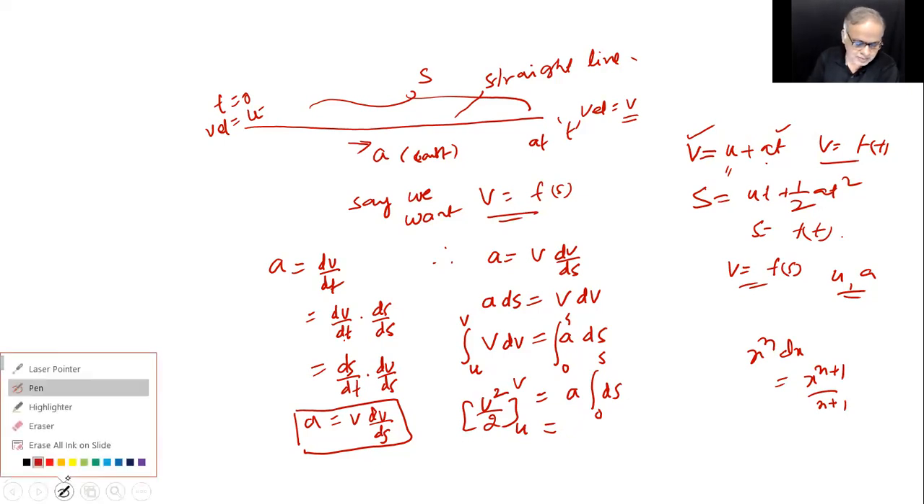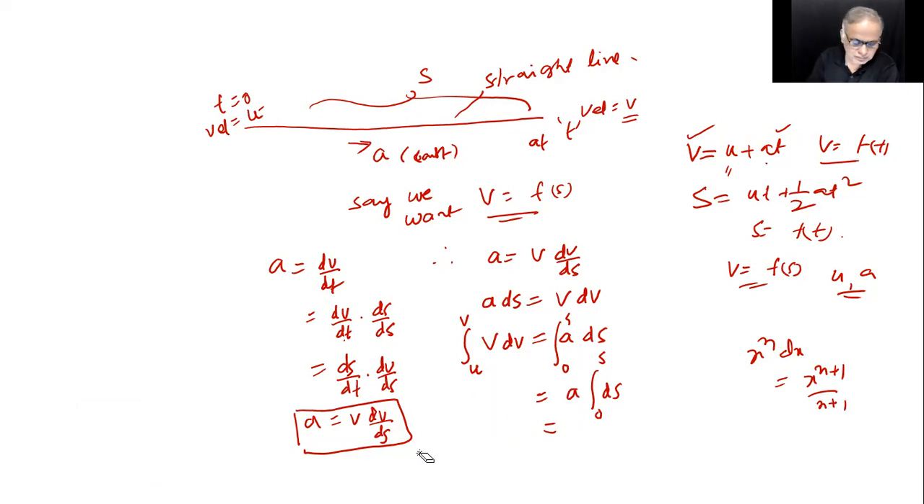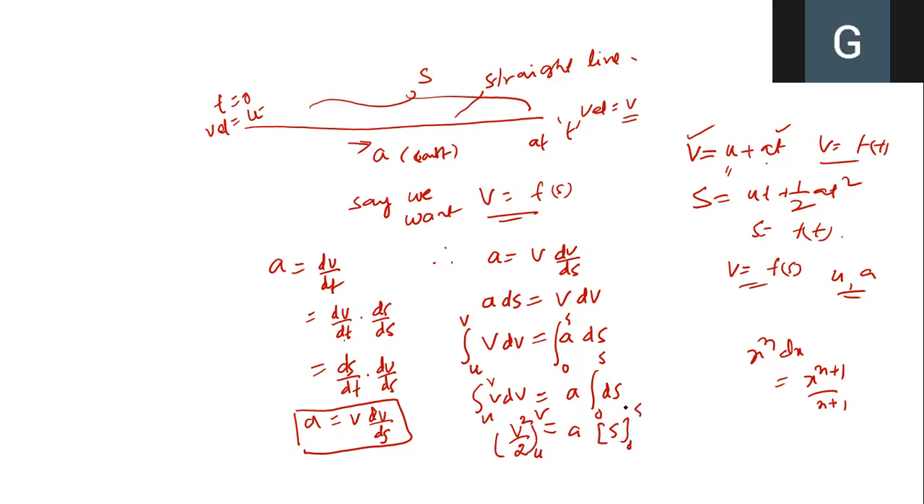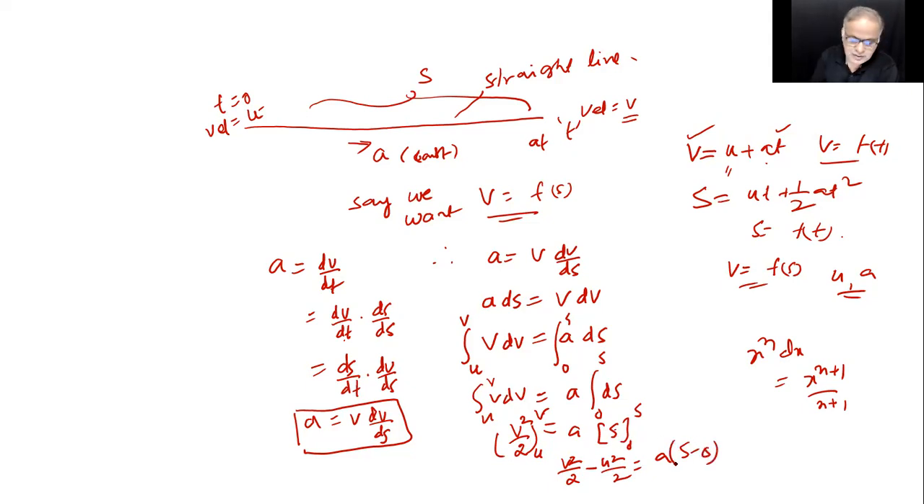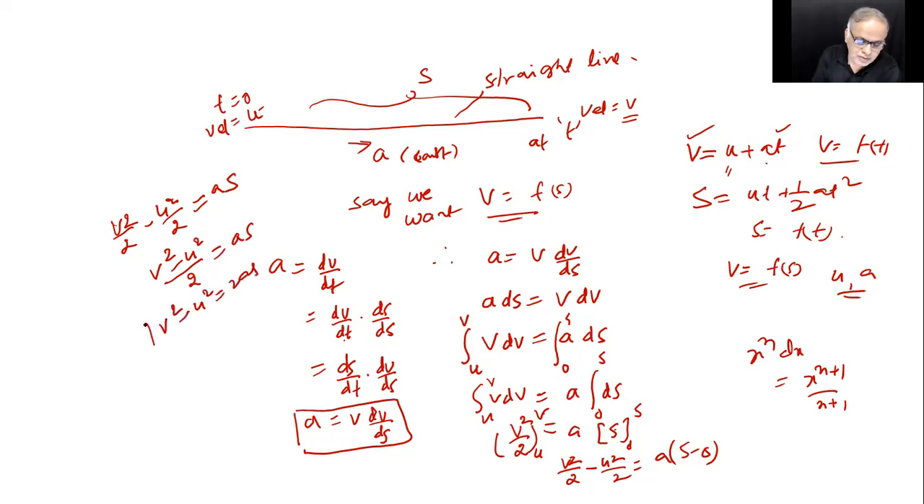Now in the second step, V square by 2 between U and V is equal to A into the integral of ds, which is S, as I told you many times by now, from 0 to S. So substitute V first, put a negative sign, substitute U next. Here, A into substitute S first, and in the place of S, put 0 again. So what do we get now? V square by 2 minus U square by 2 is equal to AS. So V square minus U square by 2 equals AS. So V square minus U square equals 2AS, the third equation of kinematics.